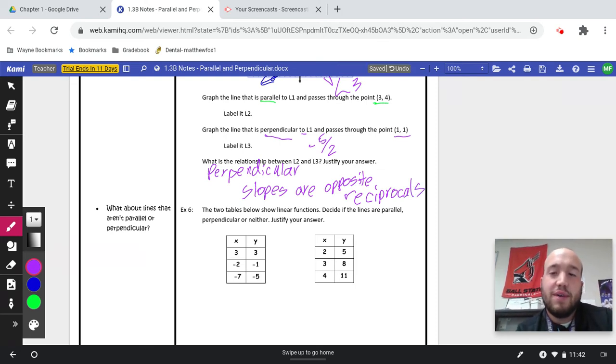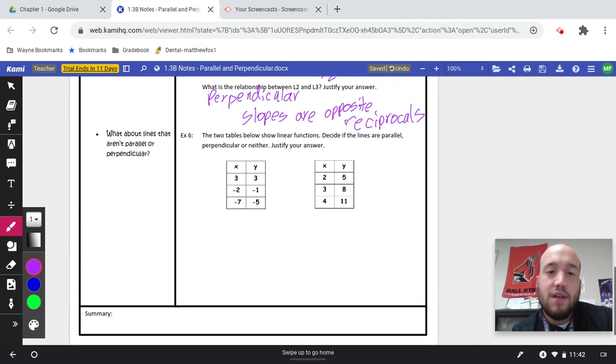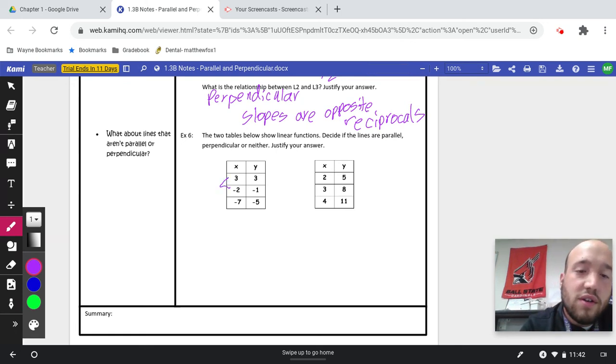All right, so now at the bottom here, the final thing we need to do on these notes is it says we have two tables here showing linear functions. So we know they're going to be consistent. Linear means it's a line, so the slope is consistent. It says decide if the lines are parallel, perpendicular, or neither. Justify your answer. Okay, so let's start. We need to look at the change of x, change of y for this one. You technically wouldn't have to do both because you know it's consistent, but if you want to just double check, negative 5, negative 5, yep, so that's the same. The other one, negative 4, negative 4, so those are the same.